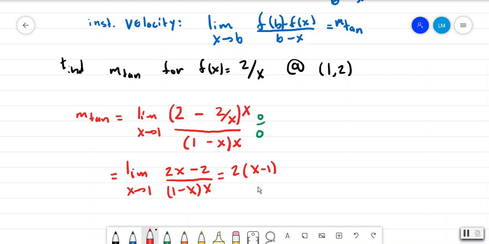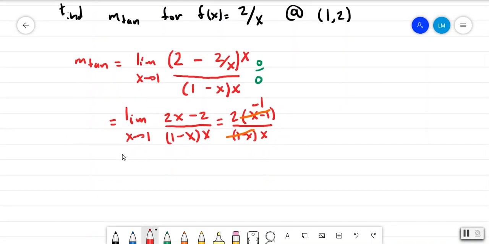But notice that the 1 minus x's cancel out, or at least the 1 minus x with its conjugate or opposite. So that cancels out, and it leaves you with just negative 1, because those two are complete opposites. So when you simplify it even further, this is going to be equal to the limit as x approaches 1 of negative 2 over x, but when you take the limit, this equals negative 2. So that means that the slope of the tangent is equal to negative 2.